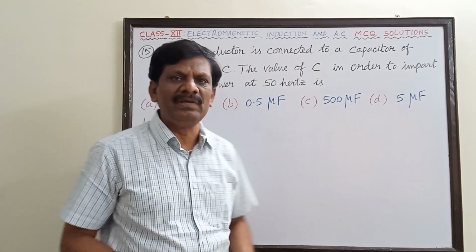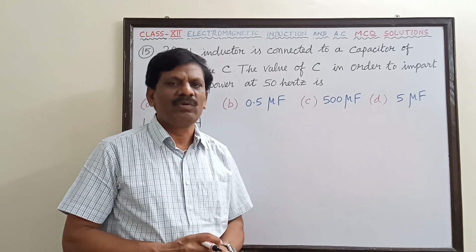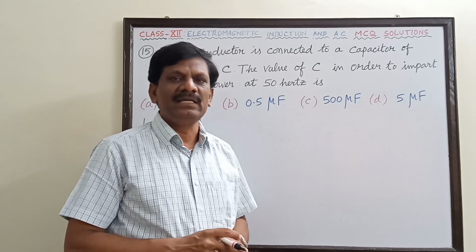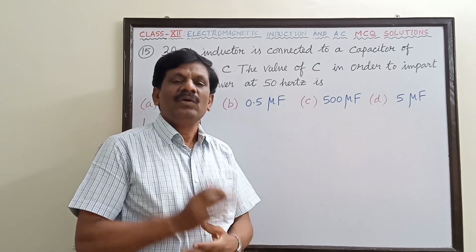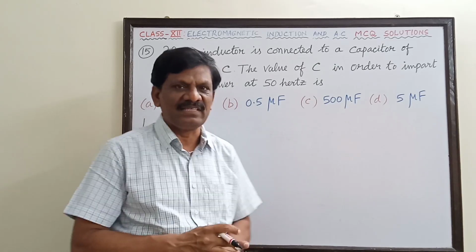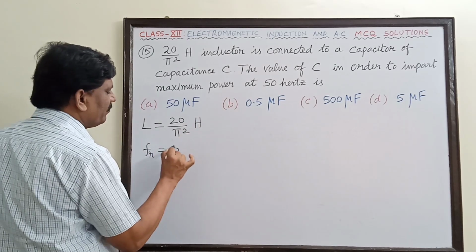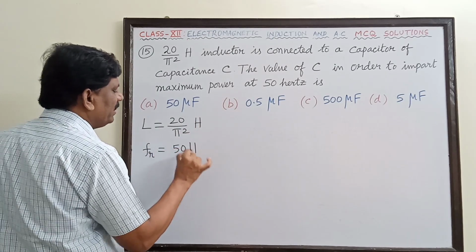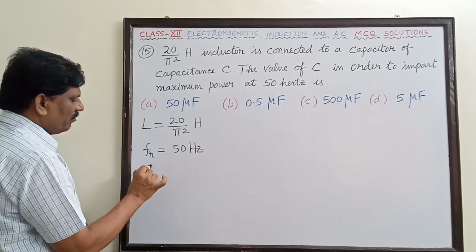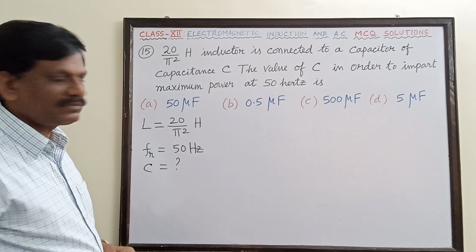When will the power be maximum? When the current in the circuit is maximum. When will the current in the circuit be maximum? Only when the impedance is minimum or at resonance. So the frequency is resonant frequency. Resonant frequency is equal to what? 50 Hertz. Now for this, what is the value of the capacitance is the question.